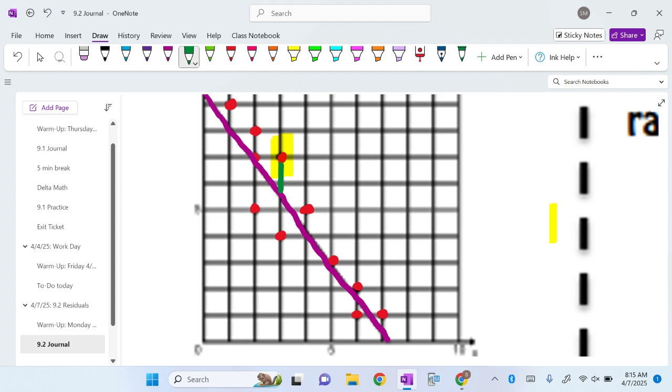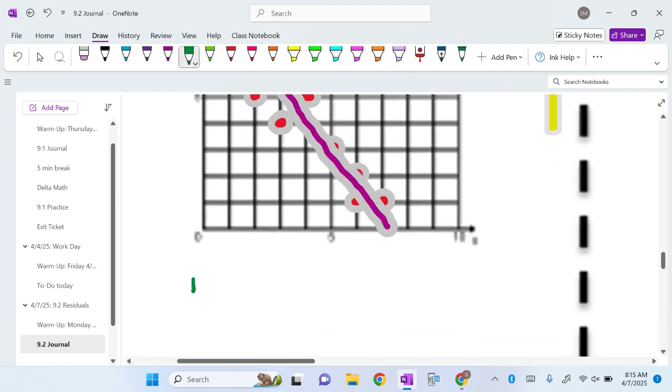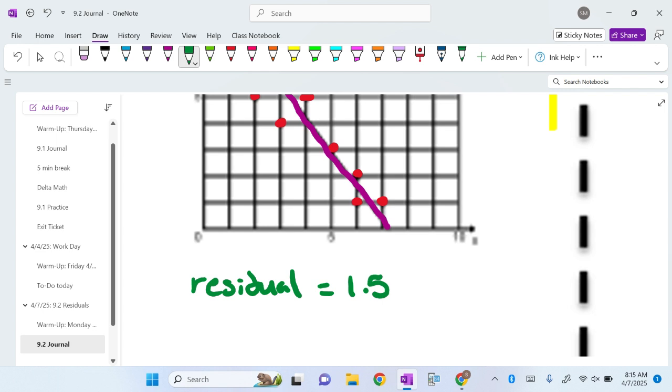Guys, you're looking here. You're going from the dot to this line. This is 1 unit, and then we got a little extra. So, what would you say it was? 1.5. All right. So, we're saying the residual is 1.5. So we're going to say our residual is equal to about 1.5.